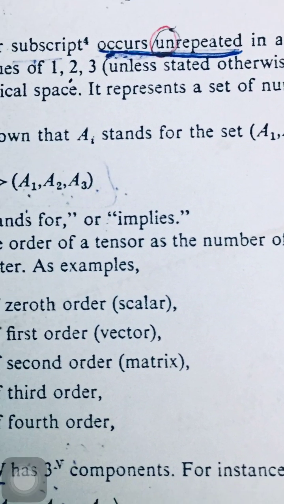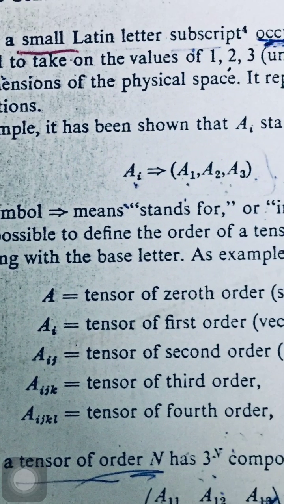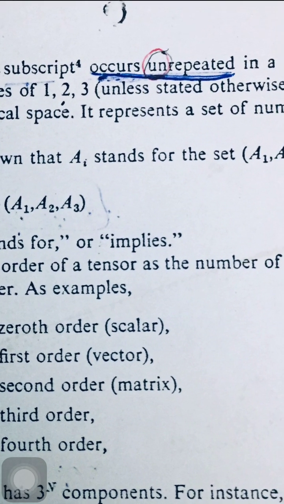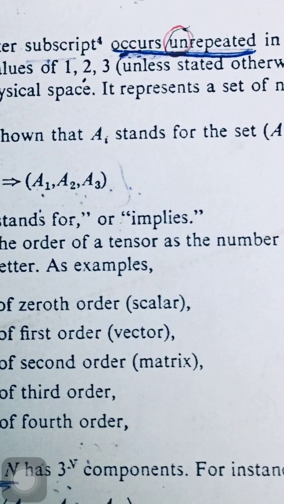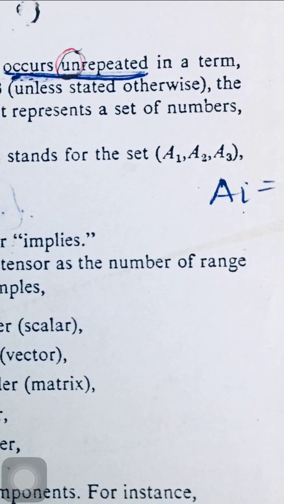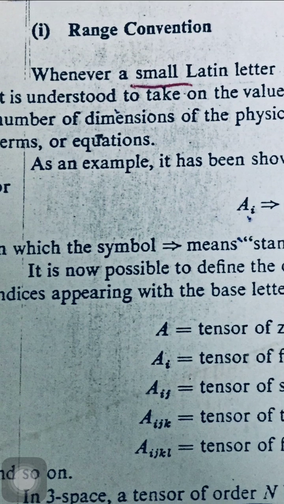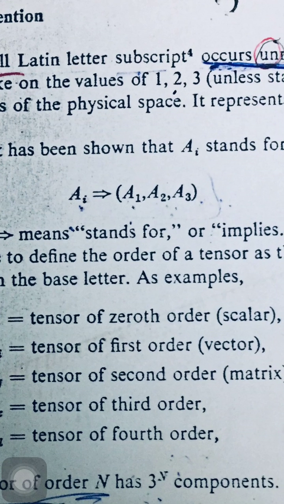it is understood to take on the values 1, 2, 3 and so on, unless stated otherwise. Unless we are told otherwise, these unrepeated values will range, and such a system is known as range convention. For example, here we take a i, one index is here, it may be a1, a2, a3, these are unrepeated.